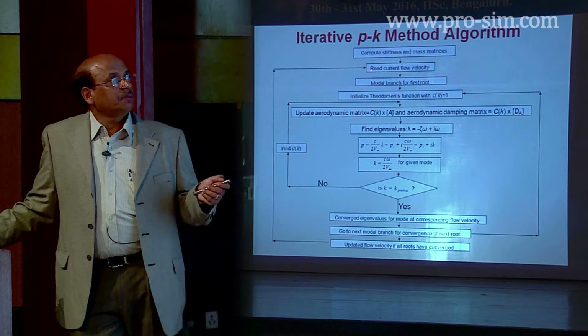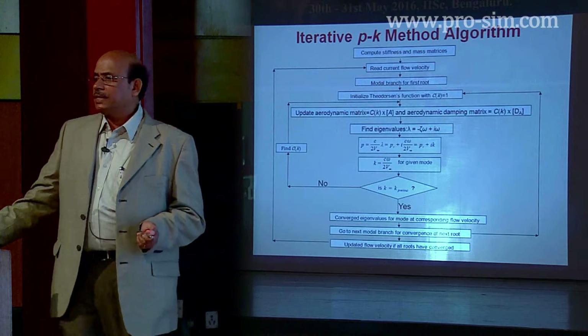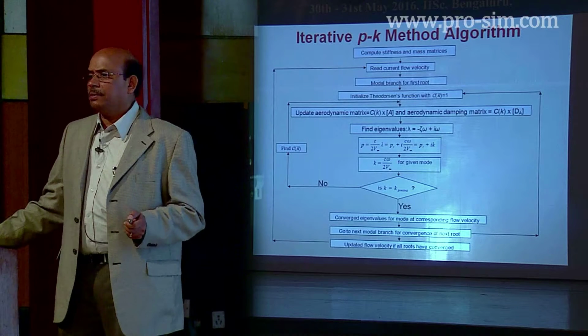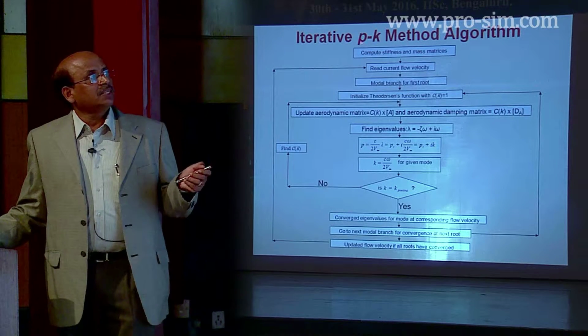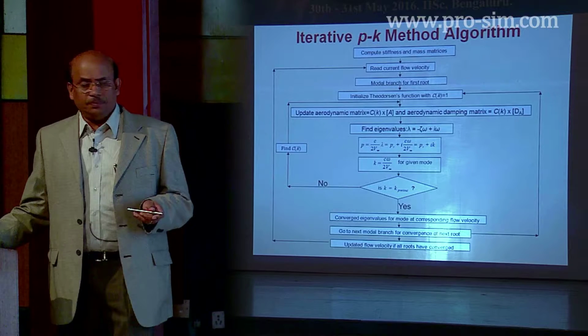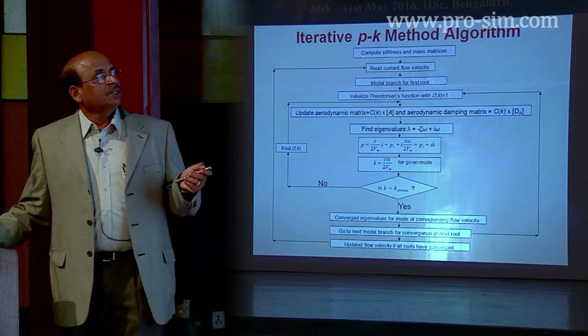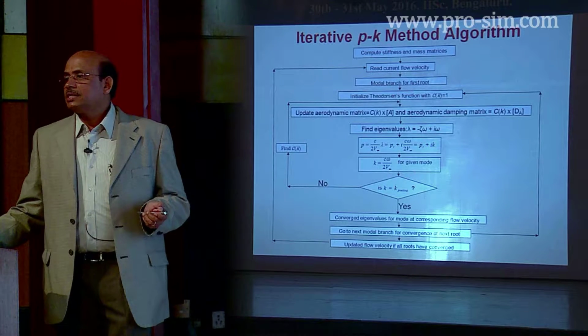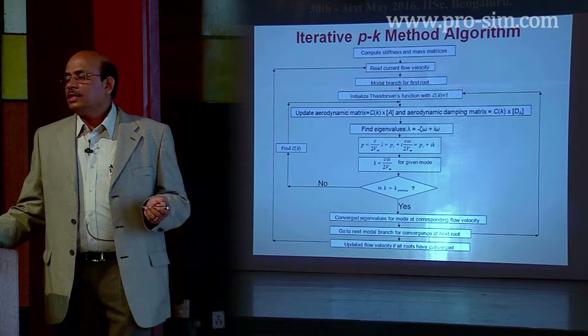The iterative algorithm is indicated here. There are various methods again. There are what are known as the P method, K method, PK method, and so many methods are available in the literature. But the most popular one is the PK method of solving the equations. Then the equation is solved in an iterative way till the convergence is reached and till we obtain the flutter speeds.